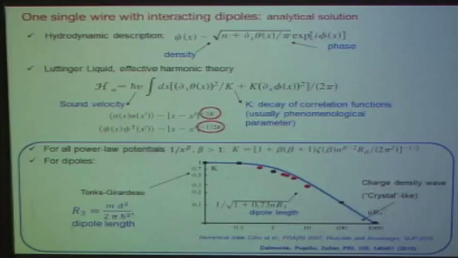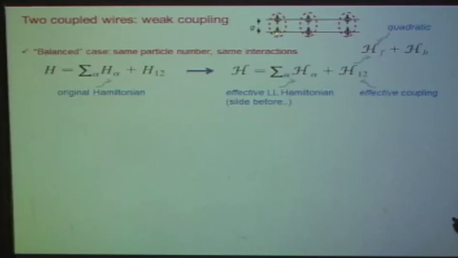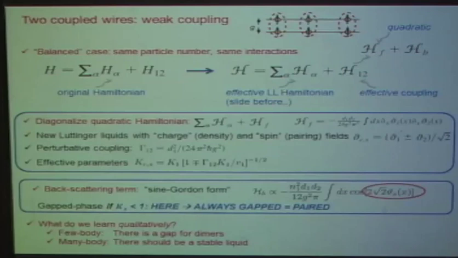If you take now, we can solve each one of these two layers, two wires, independently. And now this is the original Hamiltonian, which has the Hamiltonian for a single layer that we can solve, and then some coupling. We can now rewrite it in terms of an effective Hamiltonian, where we can solve this. And then we have an effective coupling, which has two terms, one which is quadratic and one which is not. The quadratic one is just basically a coupling of the density fluctuations.